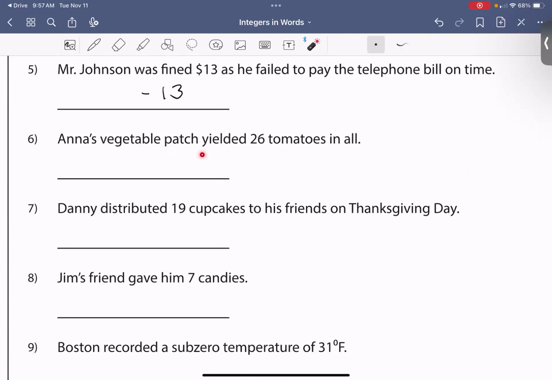Anna's vegetable patch yielded 26 tomatoes in all. Yield means to give. When I put seeds in the ground for a plant, and when it's time for me to harvest or take them out of the ground, what I take out is called the yield. So 26 tomatoes are coming out of the ground. That's 26 tomatoes that were not available before. So there's an extra 26 tomatoes that were not there before. So that's positive 26.